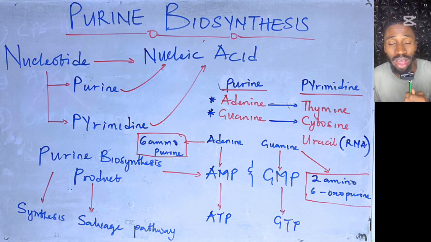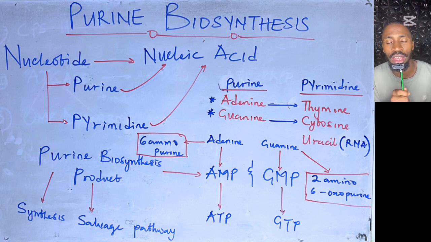When you form these, you utilize them for nucleic acid synthesis. So what products are we expecting here? We are expecting AMP, which is adenosine monophosphate, guanosine monophosphate, and inosine monophosphate, IMP. There are also minor purine bases.